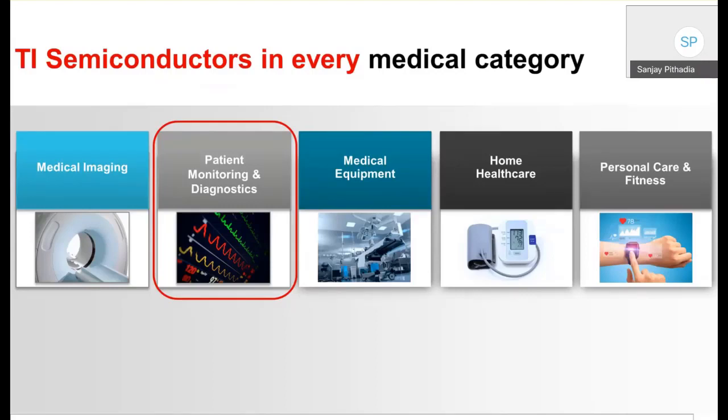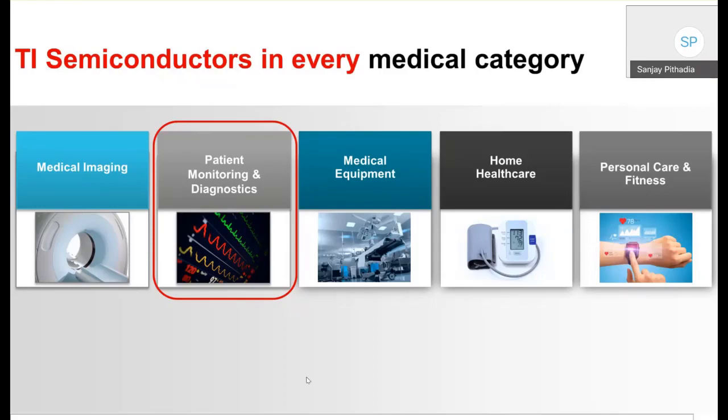The home healthcare and personal care and fitness, these are mainly used not at the hospital. So home healthcare takes care of blood glucose monitors, CPAP machines, nebulizers, oxygen concentrators, and the personal care and fitness typically includes wearables, treadmills, or beauty and grooming, shavers, groomers, all those. So in this presentation, as I have highlighted, we'll be talking about patient monitoring and diagnostics.